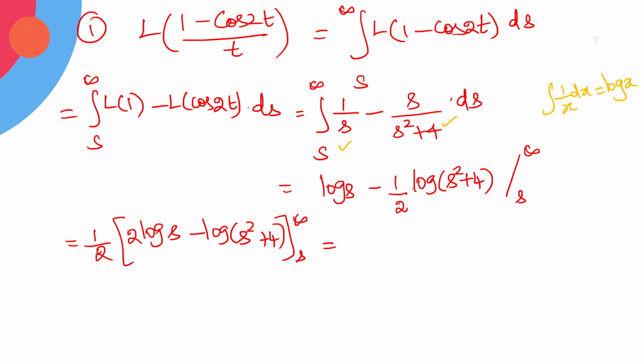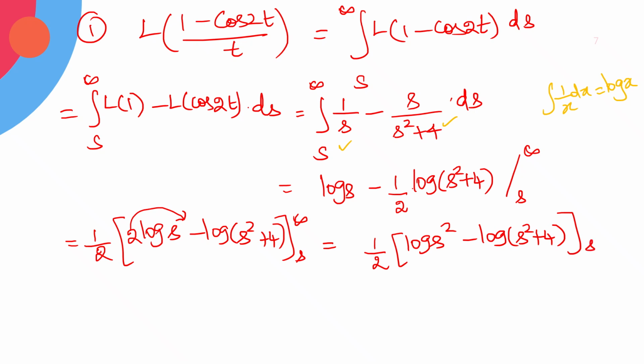Further, you know that this 2, using the log property, m log n will be log n to the power of m. We can write this as half times log s square minus log of s square plus 4, and the limit will be from s to infinity. What is log m minus log n? It will be half times log m by n, that is s square divided by s square plus 4, and the limit will be from s to infinity.